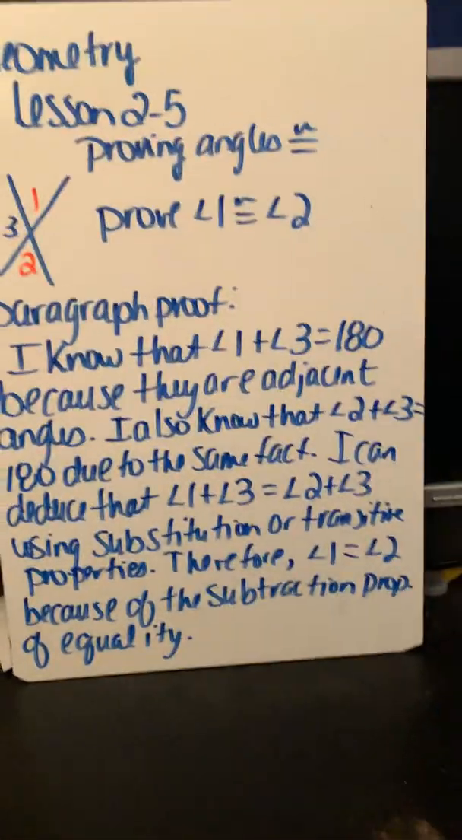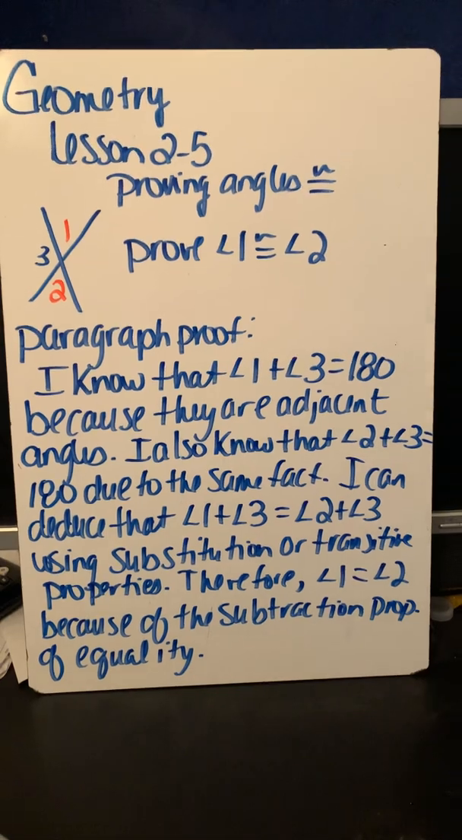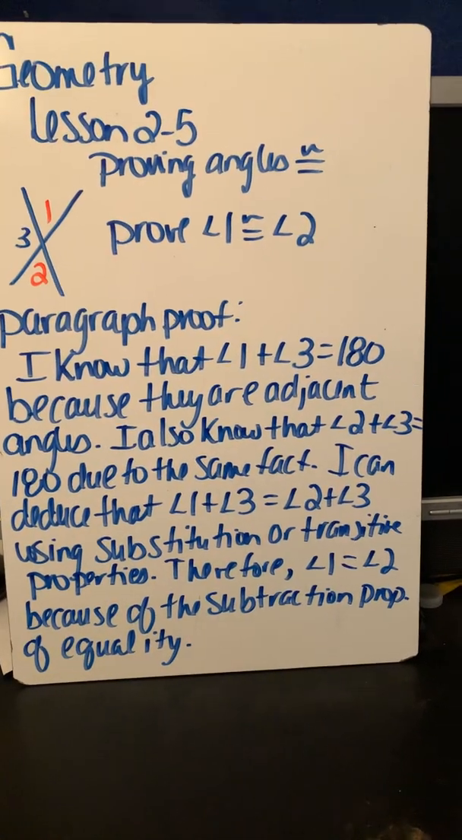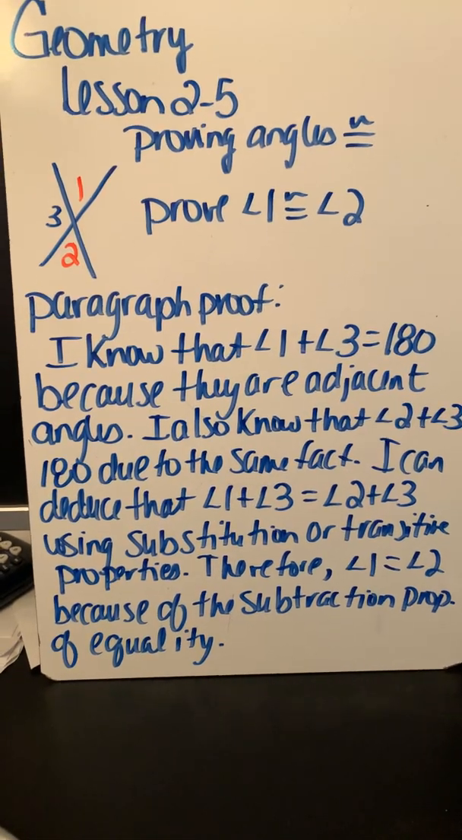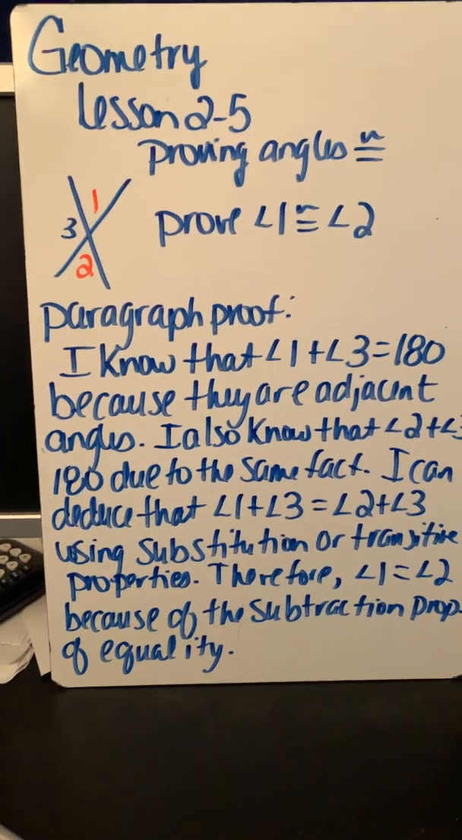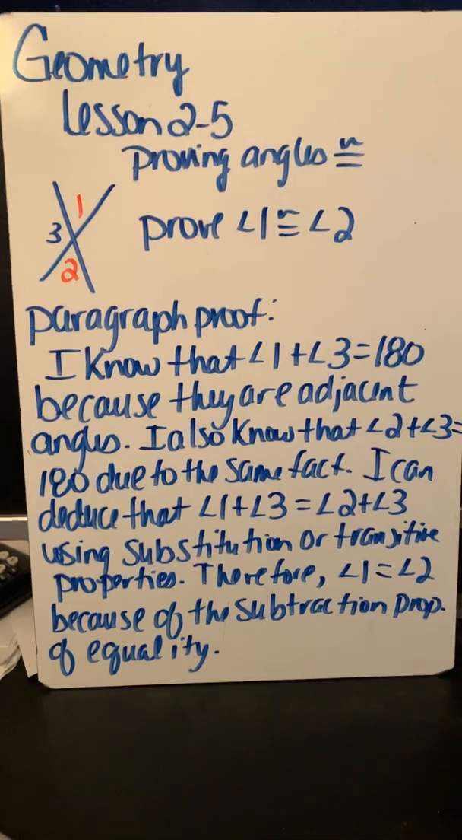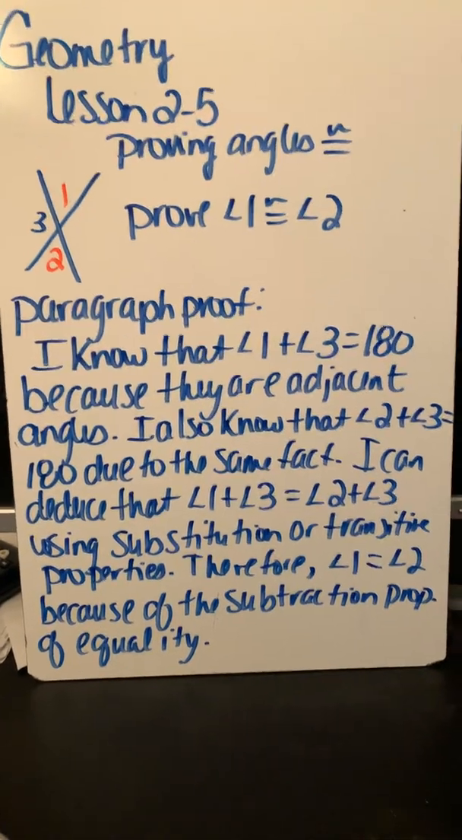Lesson 2.5, proving angles congruent. So I want to prove that angle 1 is congruent to angle 2, and that's the picture that I'm given. Basically I want to prove the vertical angles theorem.